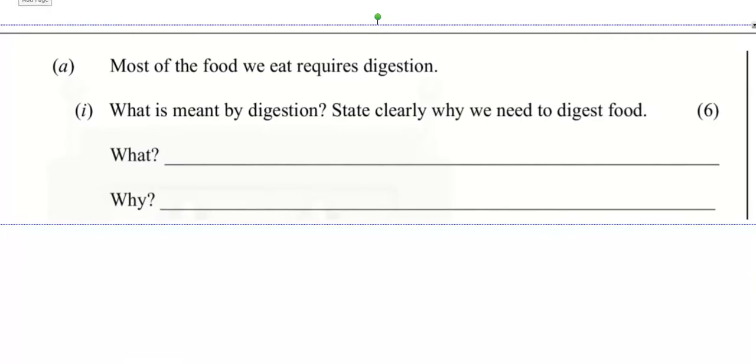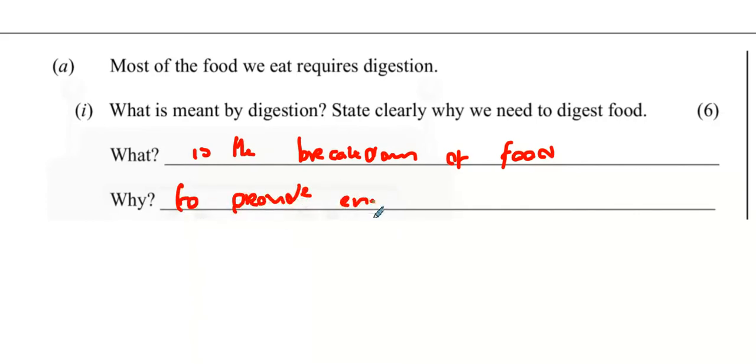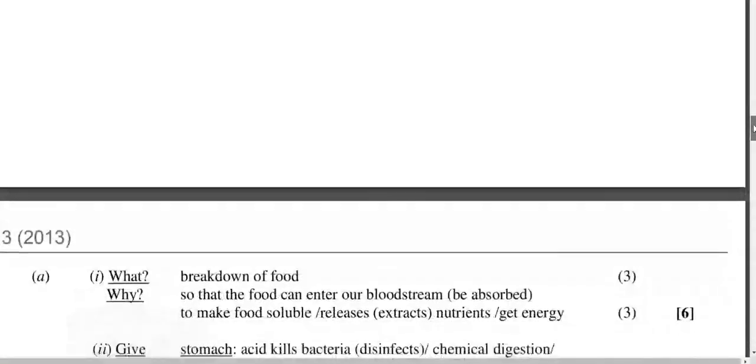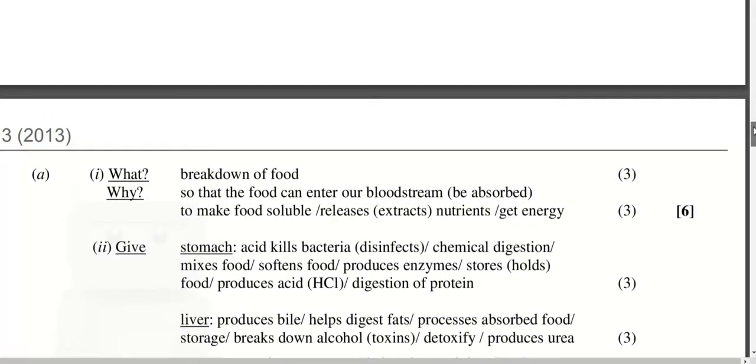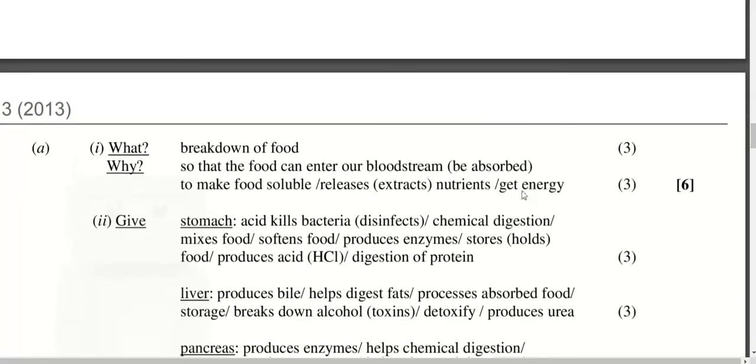Most of the food we eat requires digestion. What is meant by digestion? Digestion is the breakdown of food. Why do we need it? To provide energy for our body. Once again, you can have a small peek at the mark scheme if you want. Breakdown food so that food can enter our bloodstream, to make food soluble, releases extra nutrients, and then finally to get energy is a good answer as well. So I would have got 4 marks for that.